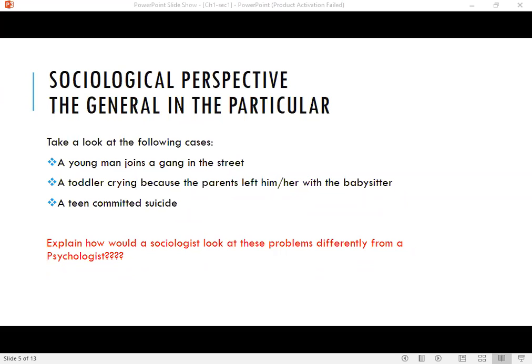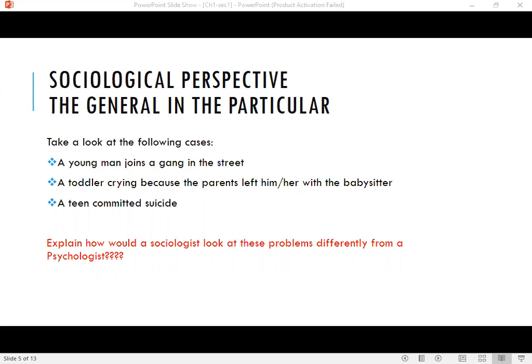Grade 12, do you understand? Yes. Is it clear so far the difference between psychology and sociology? Yes. What we just did is known as the general in the particular. What does this phrase mean? It means that there's a certain situation. Okay, a young man joins a gang in the street. This is a very particular situation. This is a private situation that focuses on one young man who joins the gang. As sociologists, we take this particular situation, but we study and investigate the general societal reasons that led to this situation. Who doesn't understand?